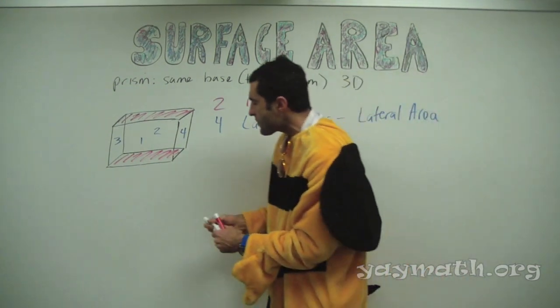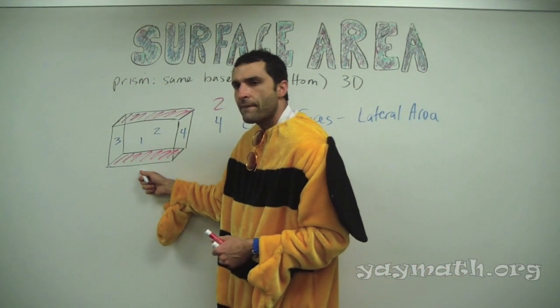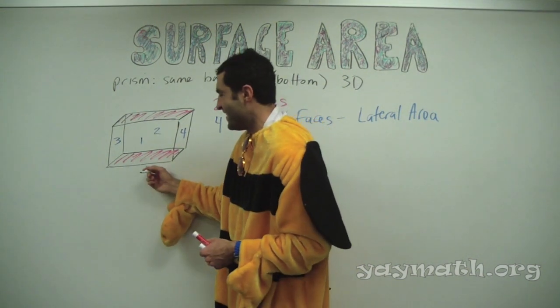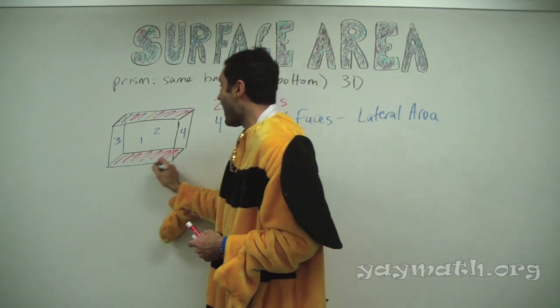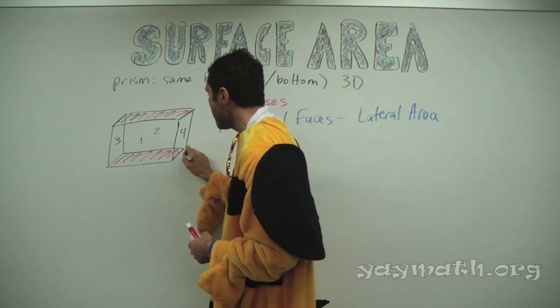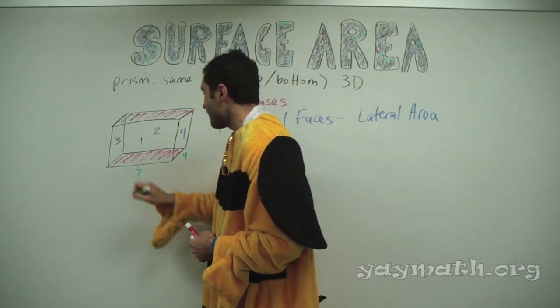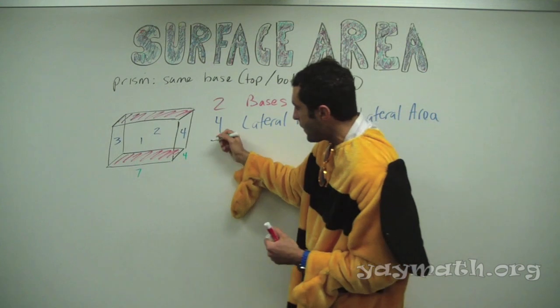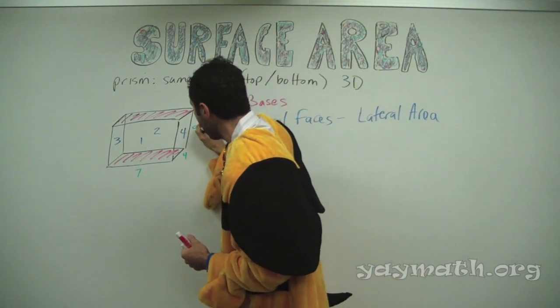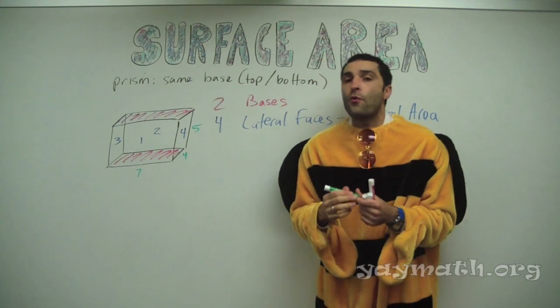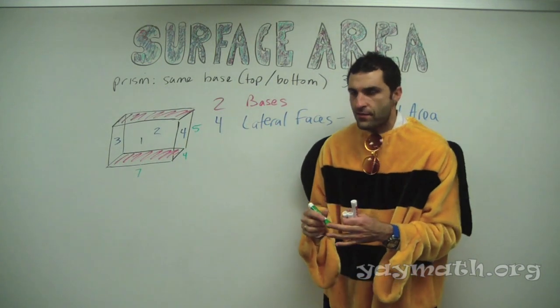So let's do same base top and bottom. Let's make some easy numbers. What would you like this to be? 10. Nice and easy. I'll do 4 here. 7? 7, sure. About 5. And then let's go with 5 on this, 5 up here. Okay. Let's do the 4 lateral faces.